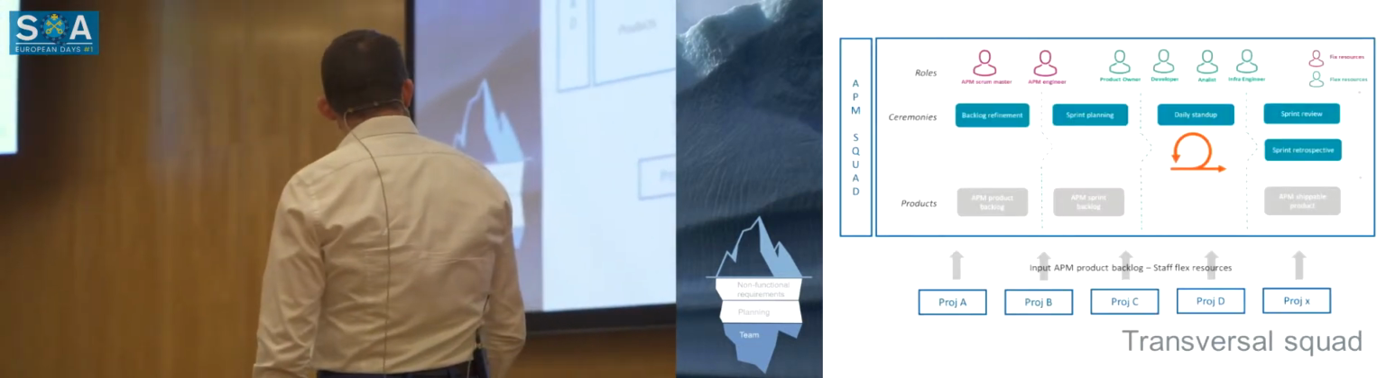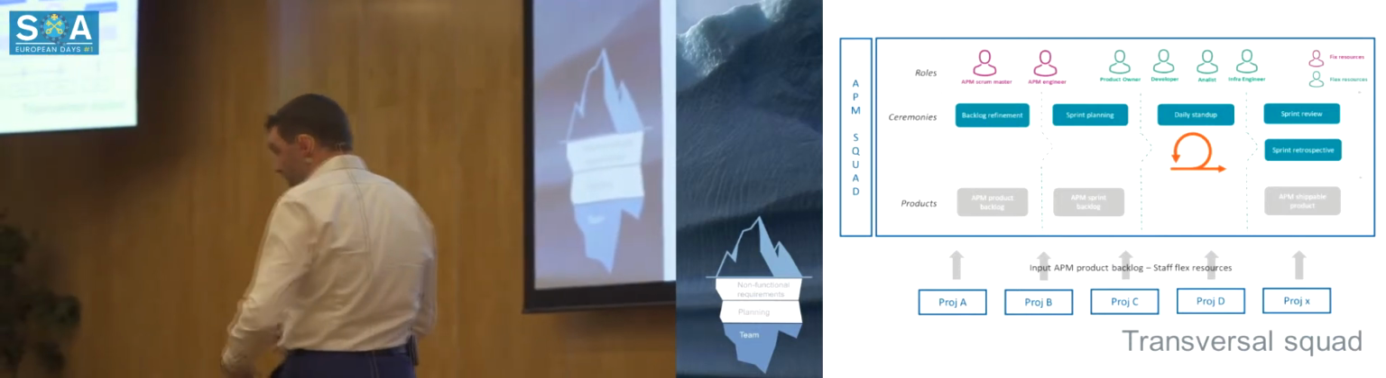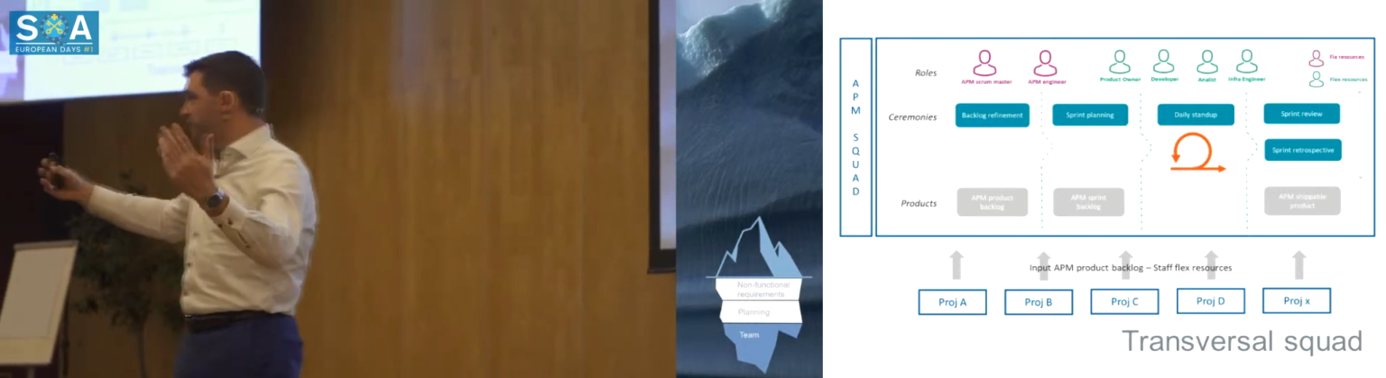So transversal squad, how does it look like? They have their own backlog, and they do backlog refinement, and they collect the requests from the different teams.